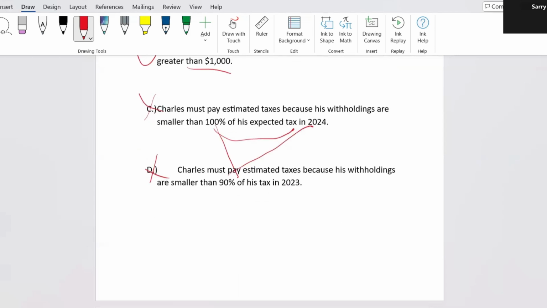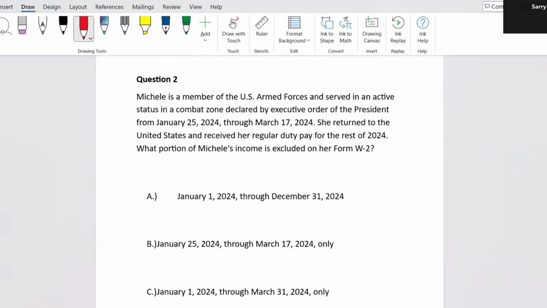Good. Now let's go to the second one. Michelle is a member of the U.S. Armed Forces and served in an active status in a combat zone declared by executive order of the president from January 25, 2024 through March 17. She returned to the U.S. and received her regular duty pay for the rest of 2024. What portion of Michelle's income is excluded on her W-2?